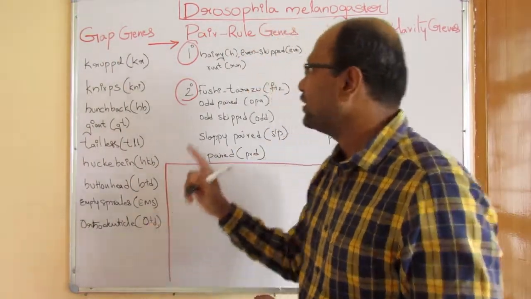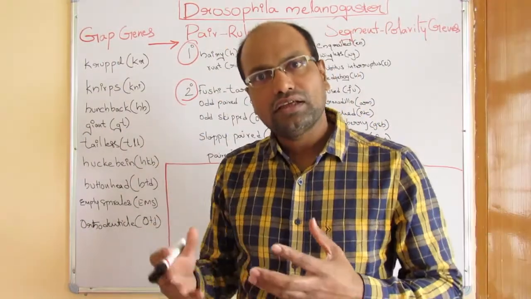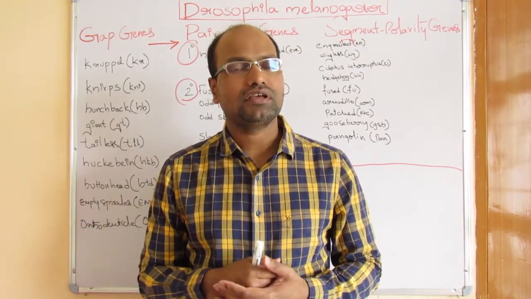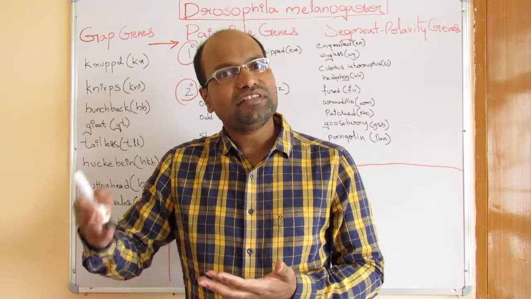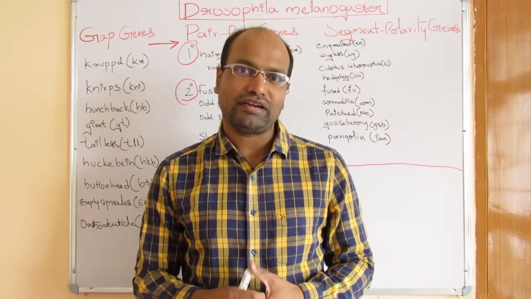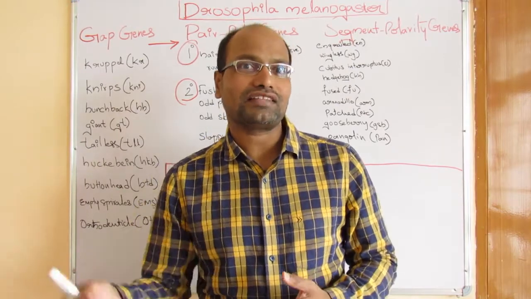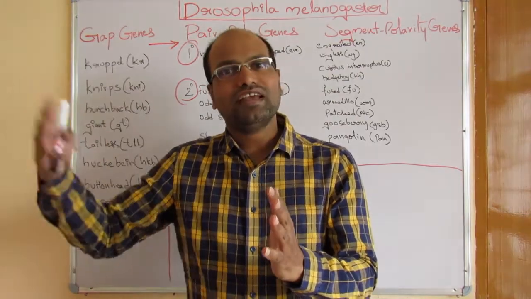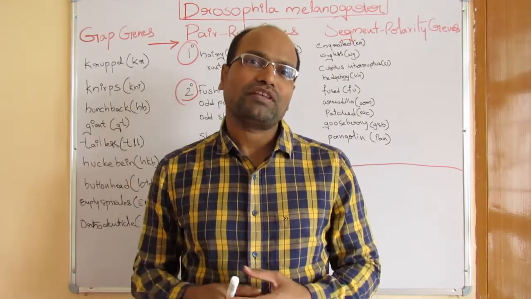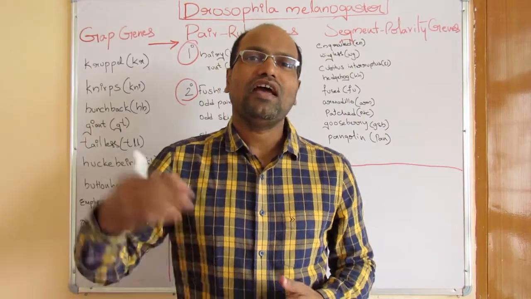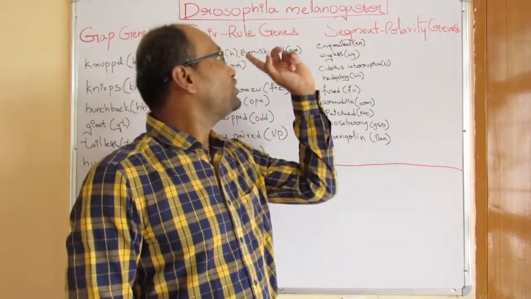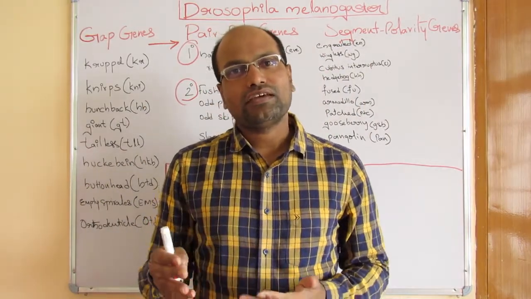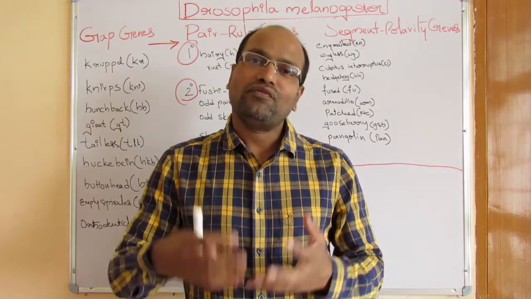Now in the pair-rule genes, if mutation happens in the pair-rule genes, we will see that there are missing parts in every alternate segment. Missing parts in every alternate segment means the first segment and third segment, then fifth segment, like that, some segment parts are missing in every alternate segment. And in the segment polarity genes, we will see that some parts are missing in every segment.